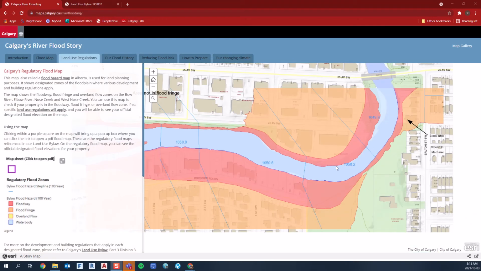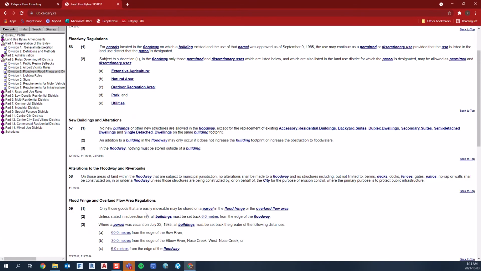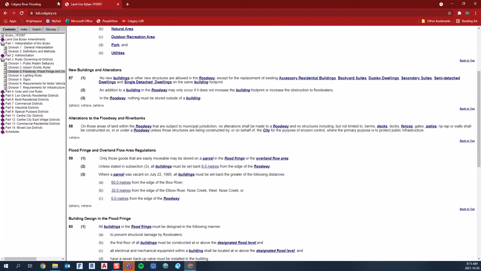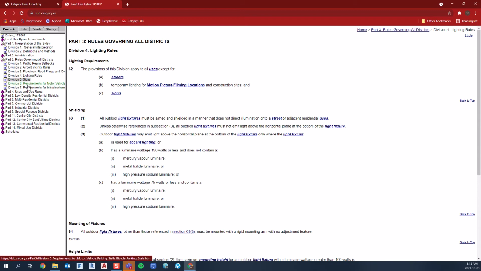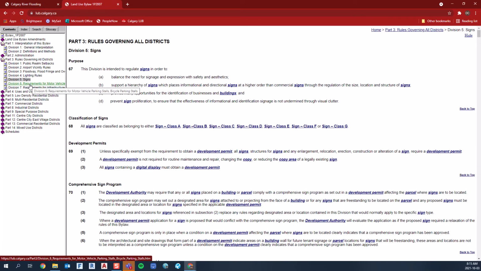So anyways, it's important to know if you're in a flood zone, and then always do your homework as to what it is. I think in the downtown area, if you're in that flood fringe or something like that, there's actually language in here saying that you have to raise your main floor a certain height, and that's why you see stairs on some buildings downtown. It's because the land use bylaw is forcing them to do that. Rules on lighting don't really go there too much. Signs, you might have a pylon sign or something like that, but typically not using that too much.